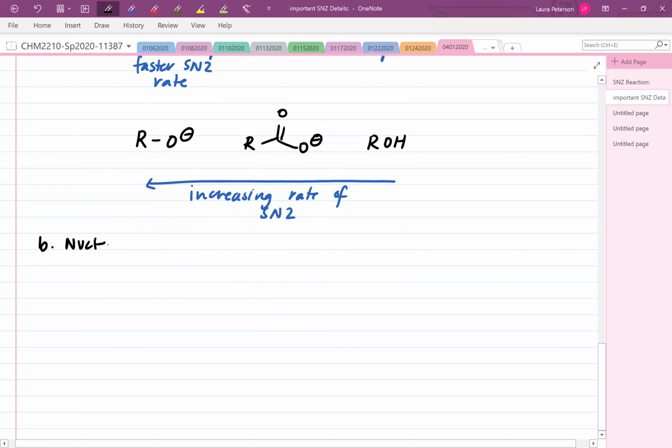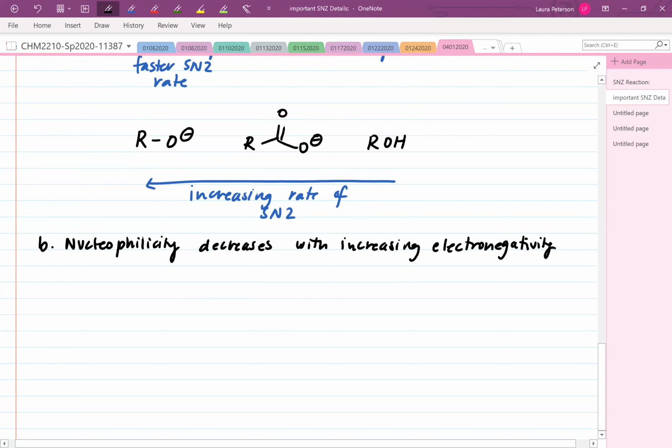So nucleophilicity decreases with increasing electronegativity. So let's think about that with an example. Let's compare an amine. Let's look at a neutral amine, so 3 R groups and a nitrogen, and let's compare that to an oxygen that has 2 R groups. So what is the electronegativity difference between nitrogen and oxygen? Nitrogen is less electronegative than oxygen.